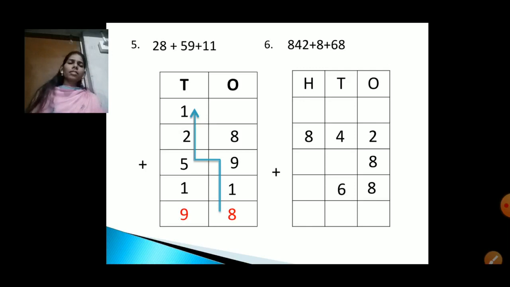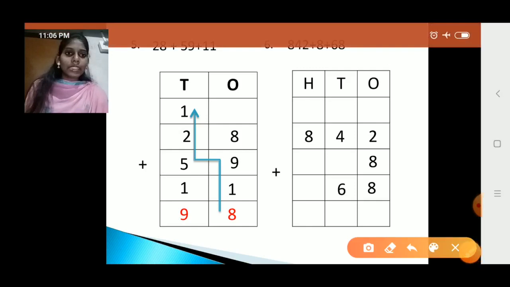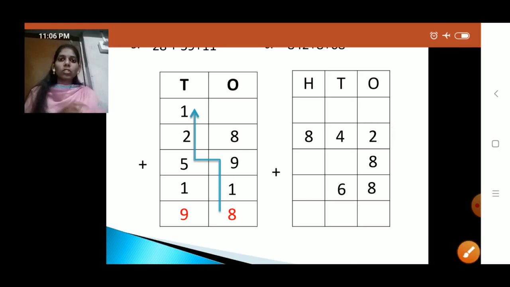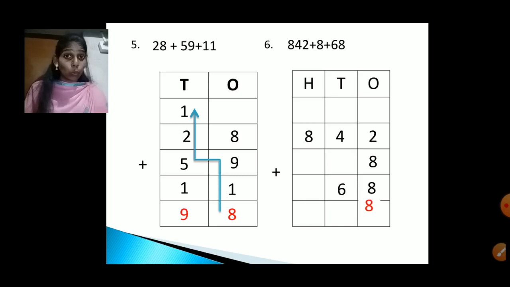Correct. So here 2 plus 8. 2 plus 8 equals how many? First we will add these two numbers. So 2 plus 8 equals how many? 8, 9, 10. Correct? So 2 plus 8 is 10. Now we will add 10 plus the next number, 8. Correct? Now 10 plus 8 equals how many? 18. So 8 we will write under the ones place and 1 we will carry over.